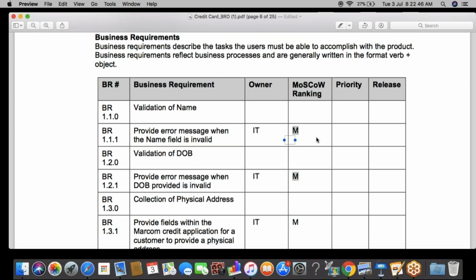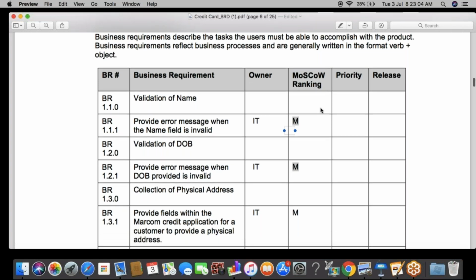In this, the fellow says when you enter a wrong ID or when you enter a wrong username, customer name, it must provide an error message. Is it a value? Is it a high priority or not? Of course, it is a high priority, right? That is the reason I put here M. Mark or rank first.